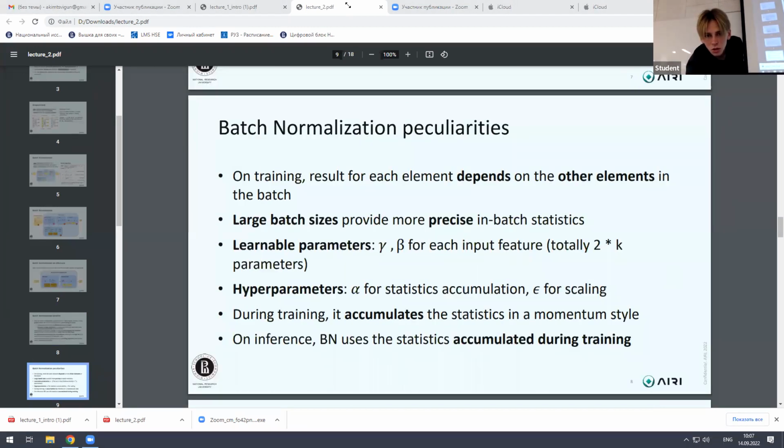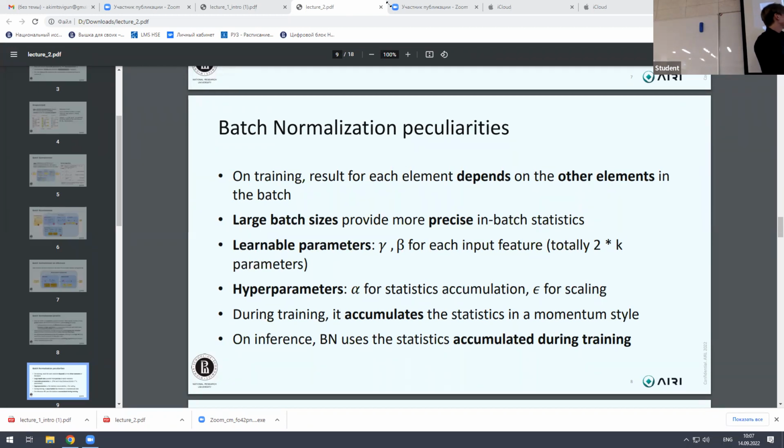Moving forward, so the peculiarities of the batch normalization. As we've discussed, in training the result for each element depends on each other element in the batch, since we calculate the mean and standard deviation for each feature in the batch. The second is obvious. Large batch sizes provide more precise batch statistics. Well, that's, I guess, easy for everyone, since the more elements we have, the more precise the statistics are.